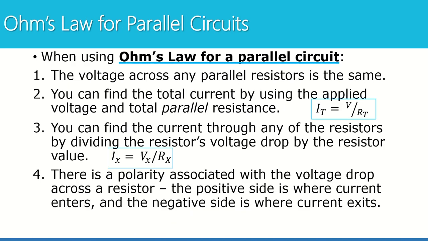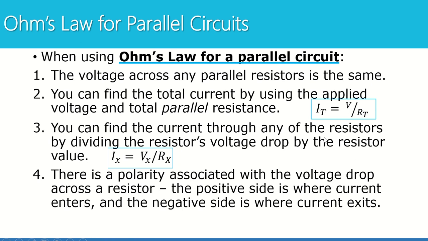We also talked about Ohm's law for a parallel circuit. The defining characteristic for a parallel circuit is that the voltage across any parallel resistors is the same. And we can find the total current in the circuit by using the applied voltage and the total parallel resistance. Remember to review the formula for calculating the total resistance of resistors in parallel. We want to combine all of those resistors, and then once we do, using the formula for parallel resistance, you can find the total current in the circuit using Ohm's law.